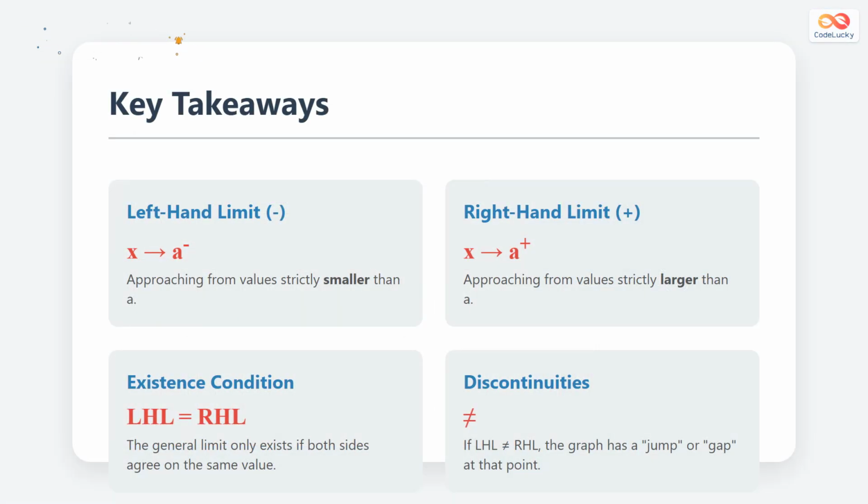To wrap up, remember, a minus sign means approaching from the left or smaller values. A plus sign means approaching from the right or larger values. And for a limit to exist, these two approaches must meet at the same point.